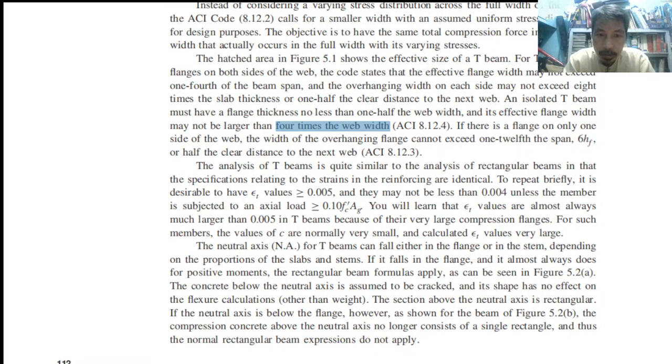Okay? That is supposed to be our maximum effective flange width. Take note, that is maximum. You can use shorter than that. You can use even shorter than that. Okay? That is maximum.